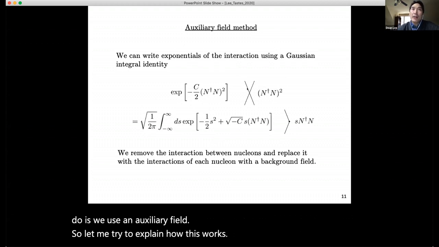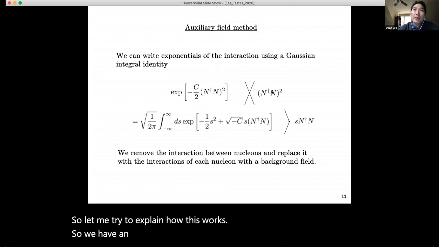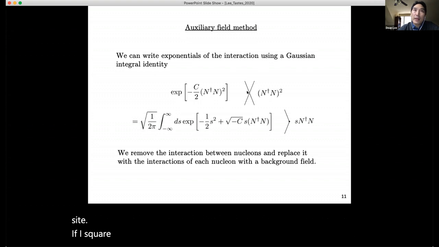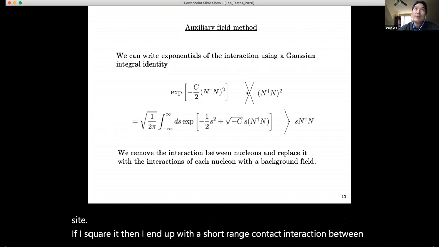So we have an interaction. We have n dagger n. That is the density operator for the nucleons at a given location, at a given site. If I square it, then I end up with a short-range contact interaction between two particles at that site.